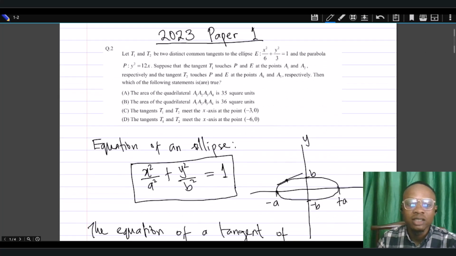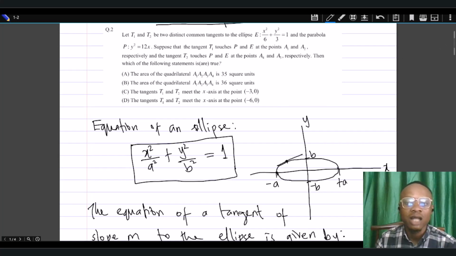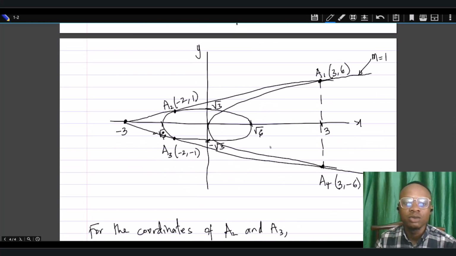It says the area of the quadrilateral A1, A2, A3, A4 is 36 square units. Let's find out what that is going to be. The first and foremost thing to observe is the fact that the x coordinates here are also minus 2. So this is also going to be a vertical line. As you can observe, this line is parallel to this line.